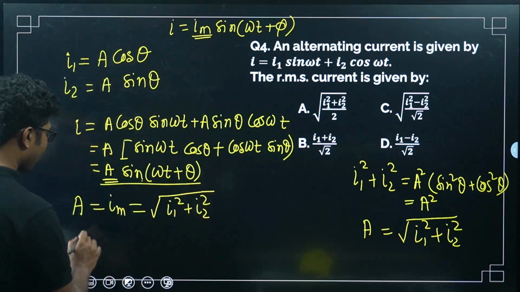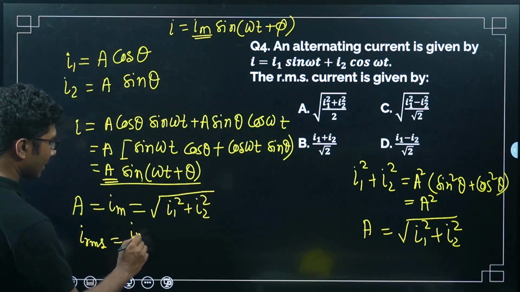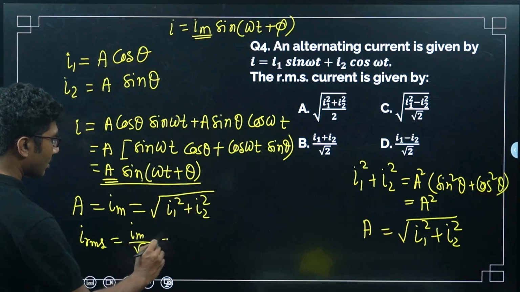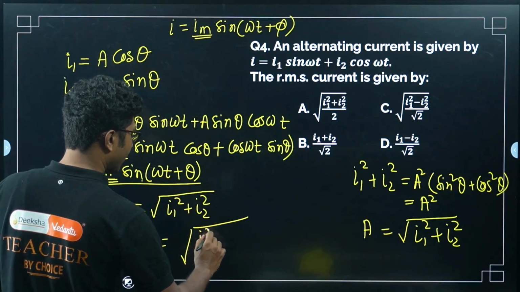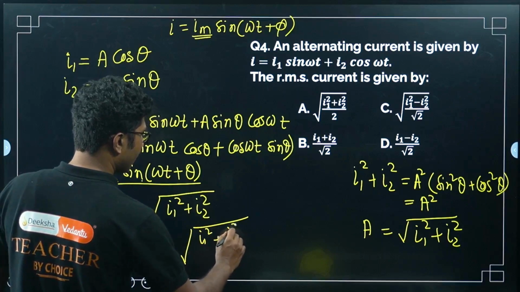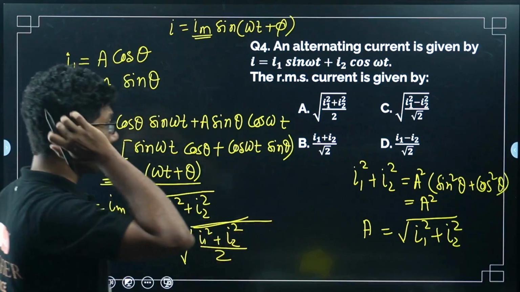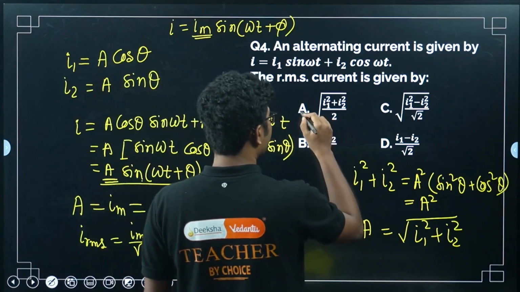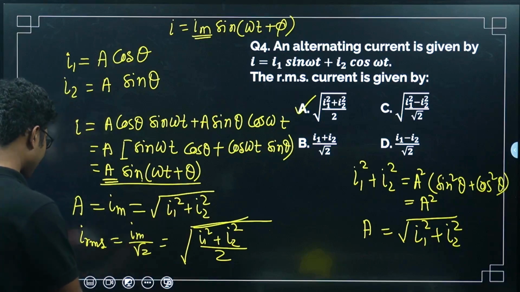So what is the RMS current? IRMS is the maximum value divided by root 2. So it is nothing but the square root of (I1 square plus I2 square) divided by 2, whole root, right? So let's take the options one by one. From the options given, it is clear that the correct option is option A.